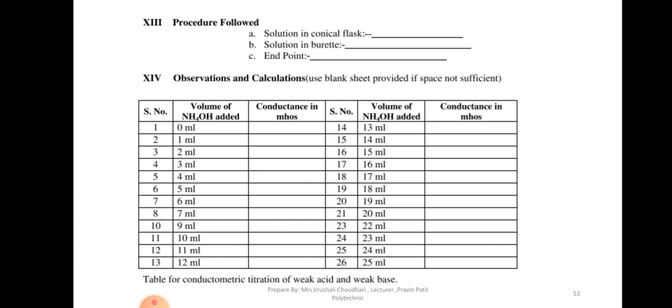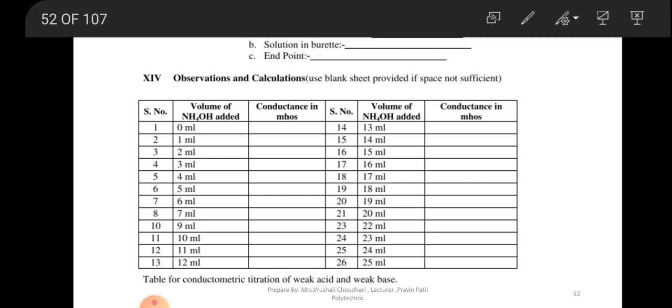In the burette we are adding ammonium hydroxide. The conical flask has acetic acid. First we are going to check when we add 0 ml, so we have not added any ammonium hydroxide. What is the conductance of that solution? Similarly, we are going to add 1 ml up to 25 ml, and whatever the conductance of that solution is, we will note down here.